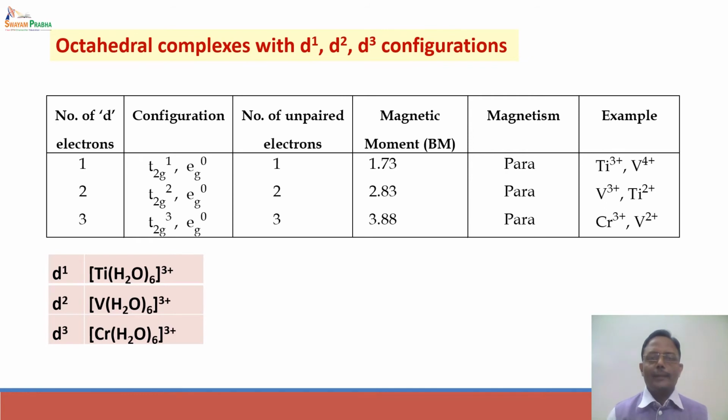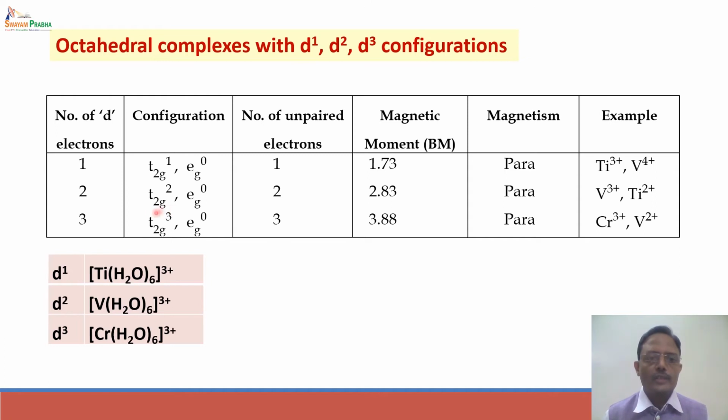Consider the octahedral complexes with configuration d1, d2 and d3. In octahedral complexes, we know that the splitting of d orbitals gives t2g and eg, and if there is only one electron, it will definitely be present in t2g. In t2g there are 3 orbitals, hence this electron remains unpaired, and the spin only magnetic moment is given by square root of n(n+2), which comes out to be 1.73 Bohr magneton. Hence the substance is paramagnetic in nature in case of d1 system.